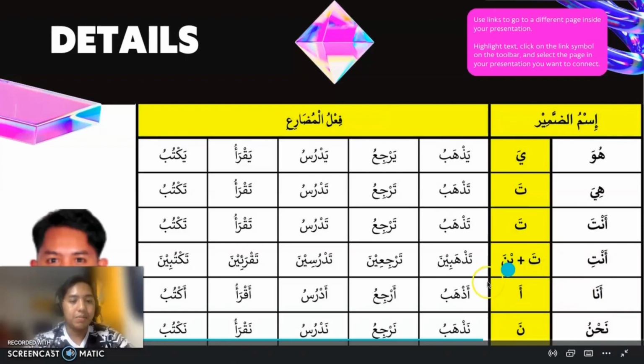And for the ismu dhamir or pronoun of ana, we put the letter alif at the front. For example, adhhabu, arji'u, and last but not least, ismu dhamir nahnu, which means we. For this, we put nun at the front of the verb. For example, nadhhabu, narji'u, nadrusu, nakra'u, and naktubu.